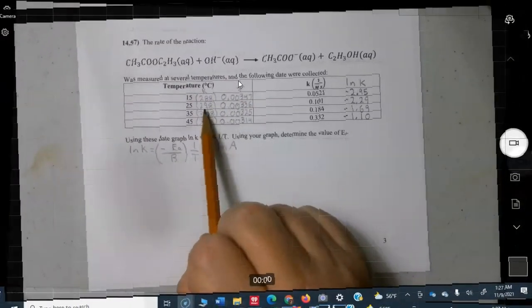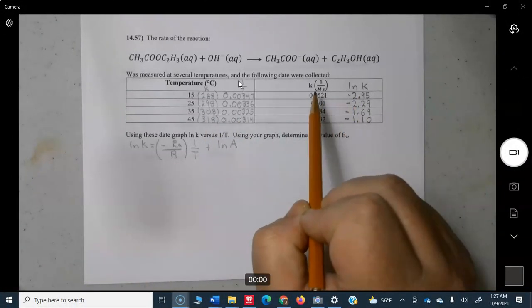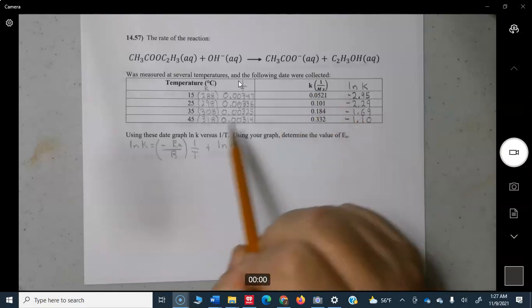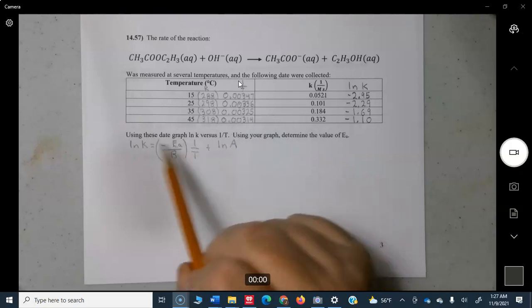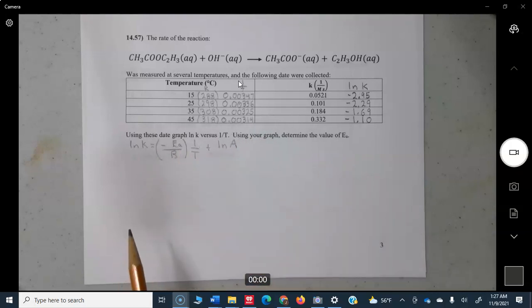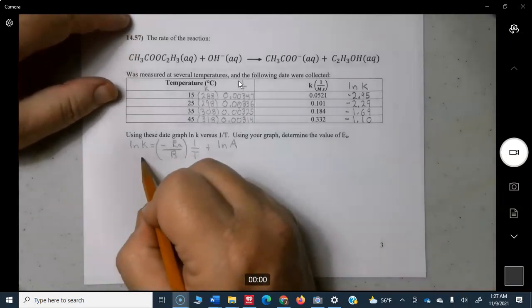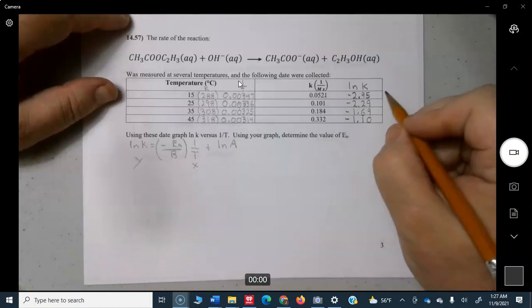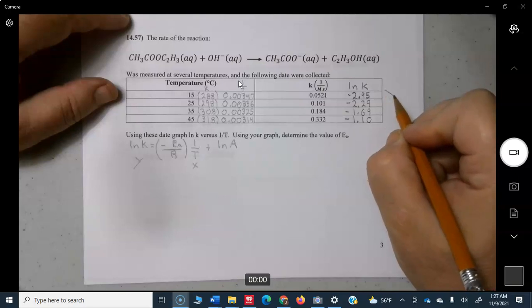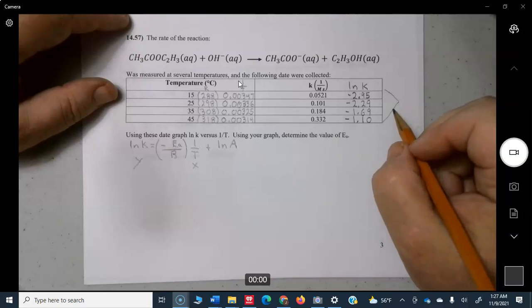Okay, so we continue. This number is 1 over 298, this number is 1 over 308, and so on. These numbers are all the natural logs of these right here. So now we know that this is a straight line because it has a straight line form of an equation. In y equals mx plus b form, this is the y and this is the x. So this over here is going to be the numerator of the slope.